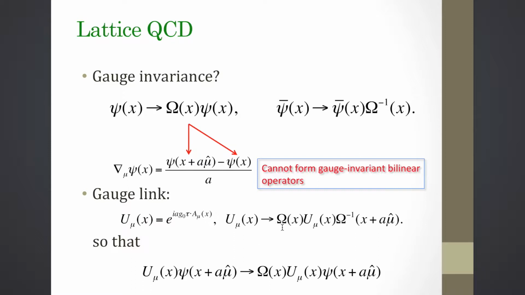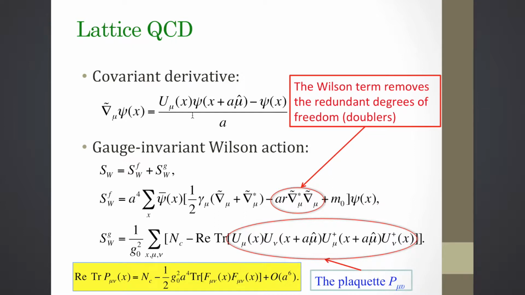The gauge link transforms this way, so that when it is attached to the fermion field at x plus a mu hat, it will make it transform just like the fermion field at x. In this way, we can define a covariant derivative for the lattice. We can also define a backward covariant derivative in this fashion.